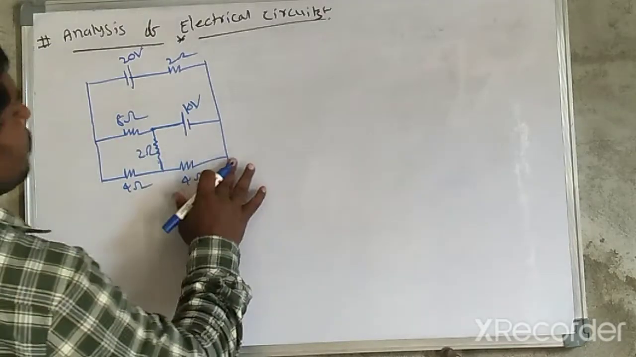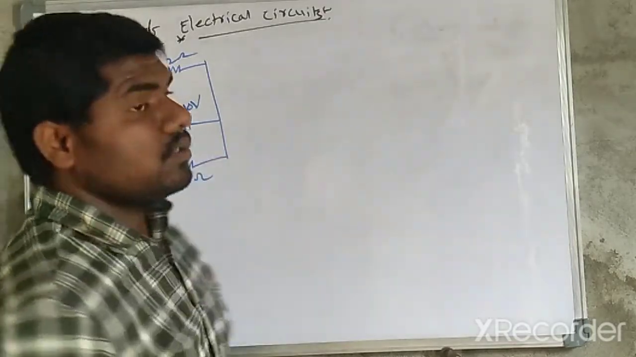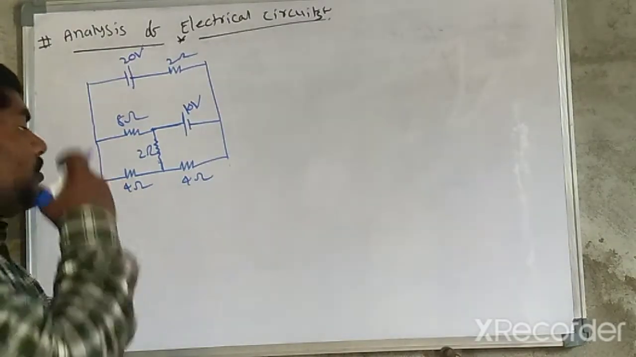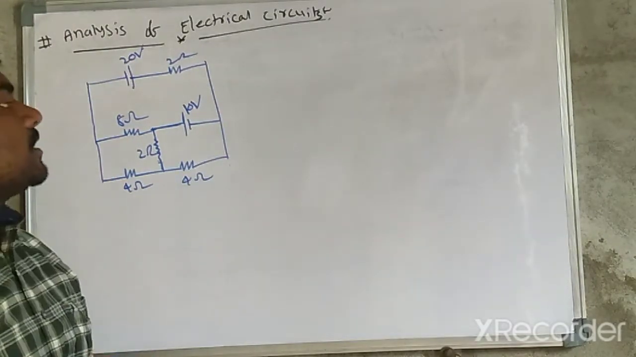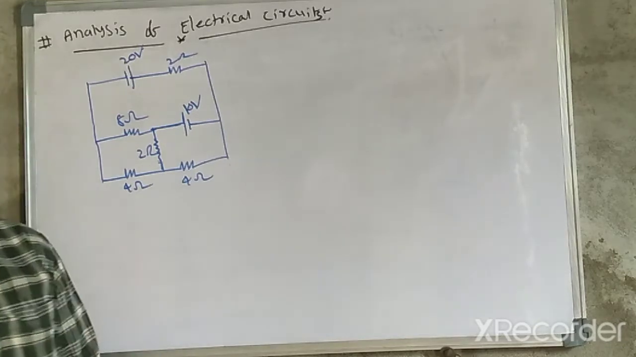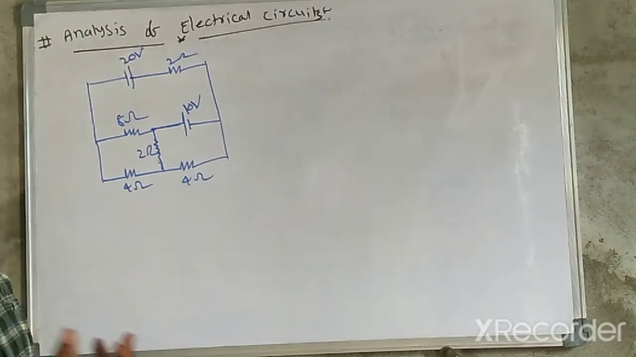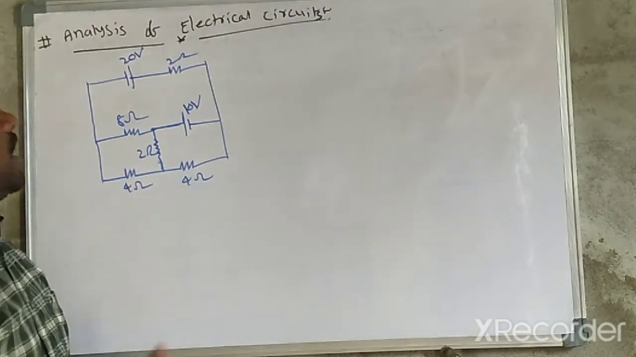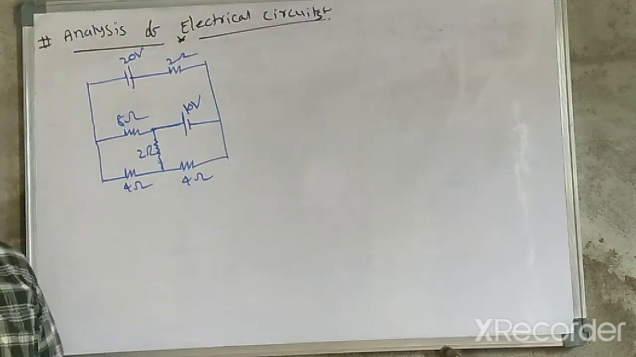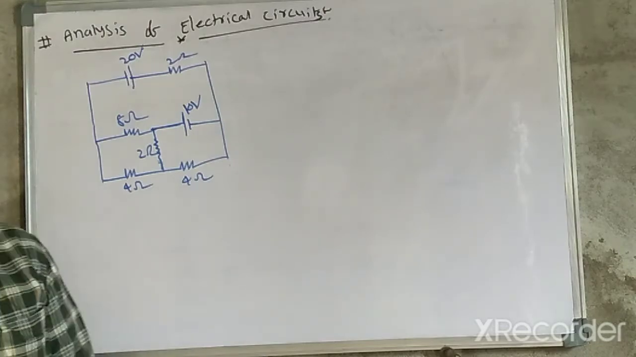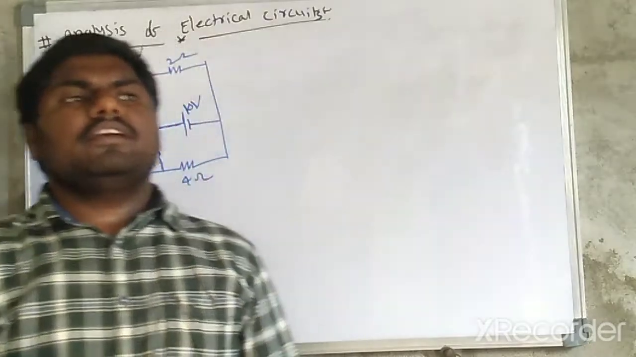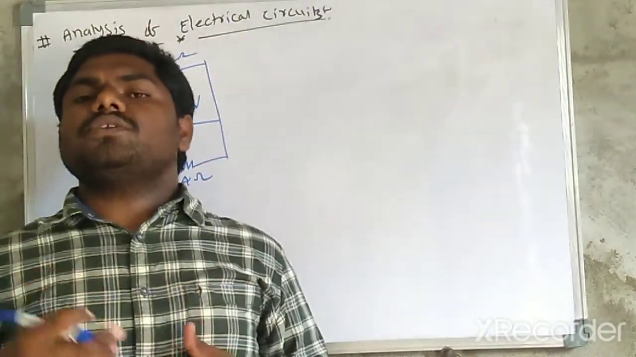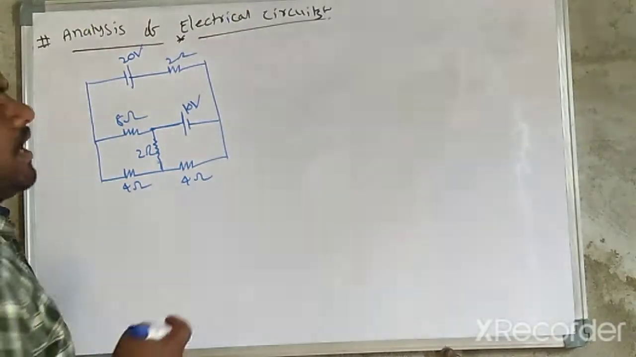Whenever they give this type of circuit, they will ask how much current is passing through the 8 ohm resistor and the 4 ohm resistor, and through the 10 voltage battery. They will ask the potential difference across this 4 ohm resistor. They will also ask the equivalent resistance. So the main circuit analysis includes the calculation of various parameters.